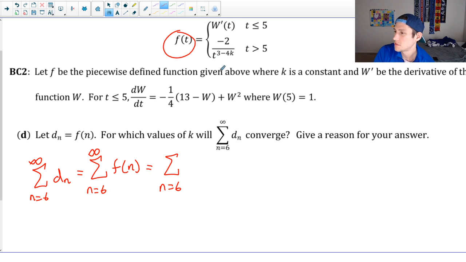Now, which part of f should I use? Because f is a piecewise function. Should I use this first piece or the second piece? Well, take a look. We're starting at plugging in 6. So that would fit with the t greater than 5. Okay, so we'll be using this second part of the piecewise function. So really, this is the series from 6 to infinity of negative 2 over t to the 3 minus 4k. Or sorry, not t, because we changed it from t to n.